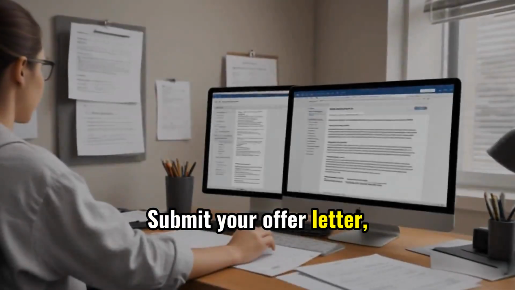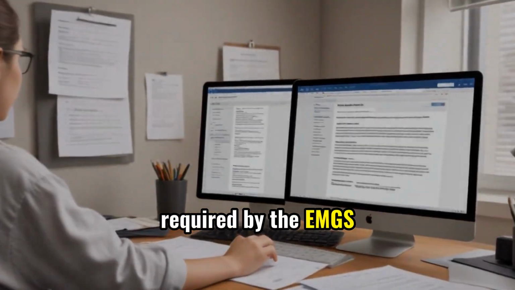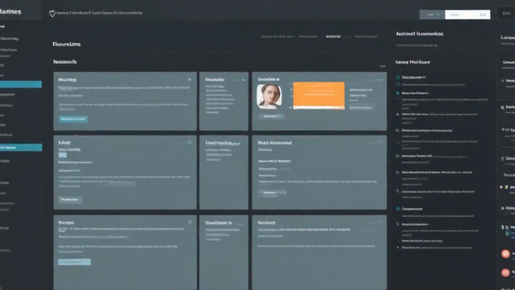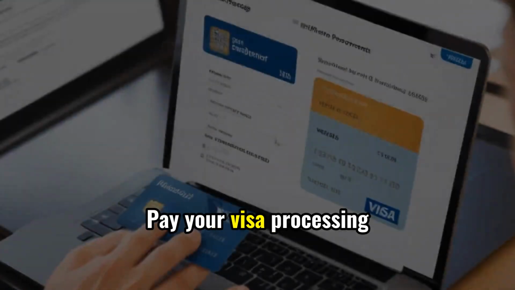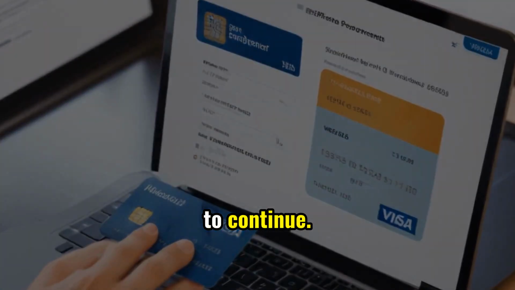Submit your offer letter, academic transcripts, and financial documents as required by the EMGS portal. Double-check all your entered information and uploaded documents before hitting the Submit button on the portal. Pay your visa processing fees securely through the EMGS online payment system to continue.